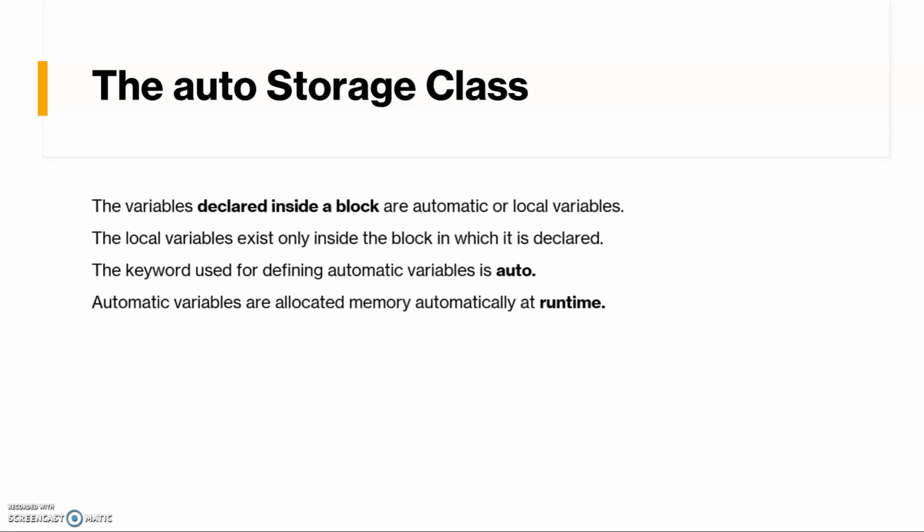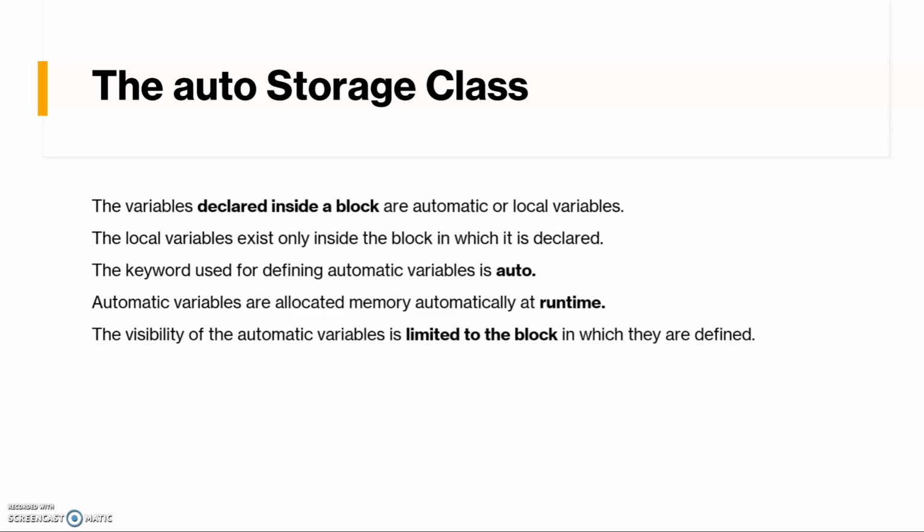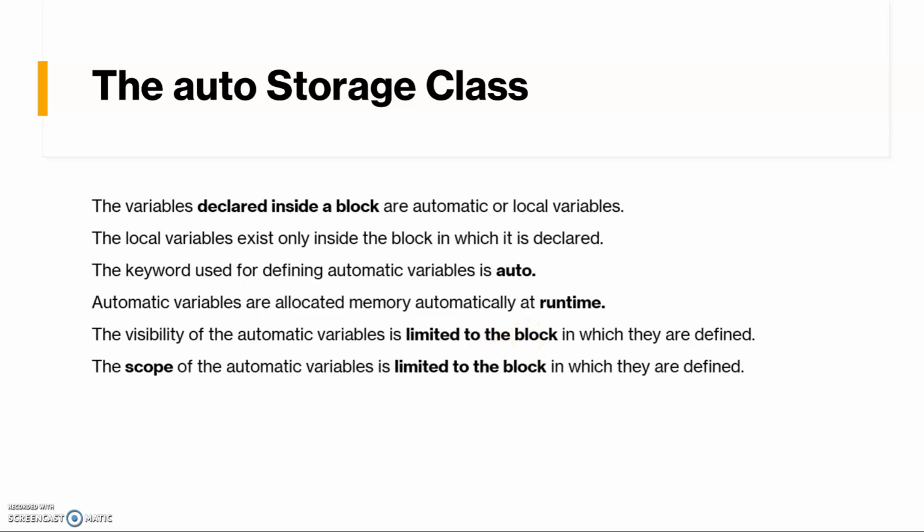The memory for automatic variables will be allocated at runtime only, not at compile time. Whenever you say local variables, the visibility will be within that block only, where it has been defined, and the scope of an automatic variable is limited to that block only. That means it is visible, that means it can be used, only there. If no value is assigned to automatic variables, then the initial value will be a garbage value. To understand this, we'll see an example.